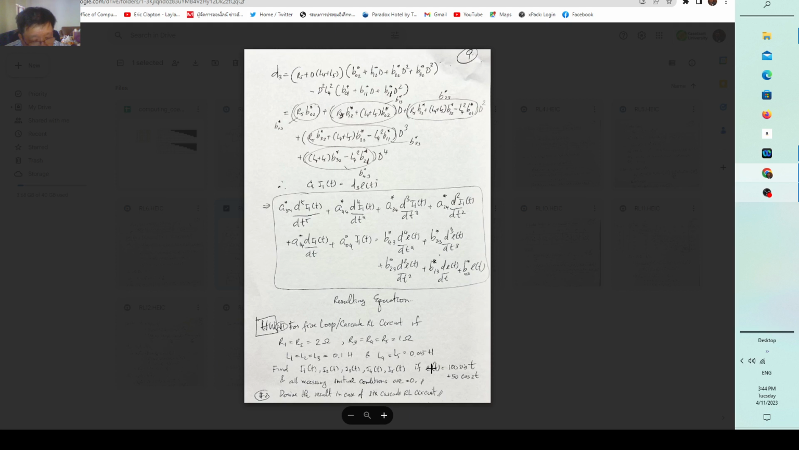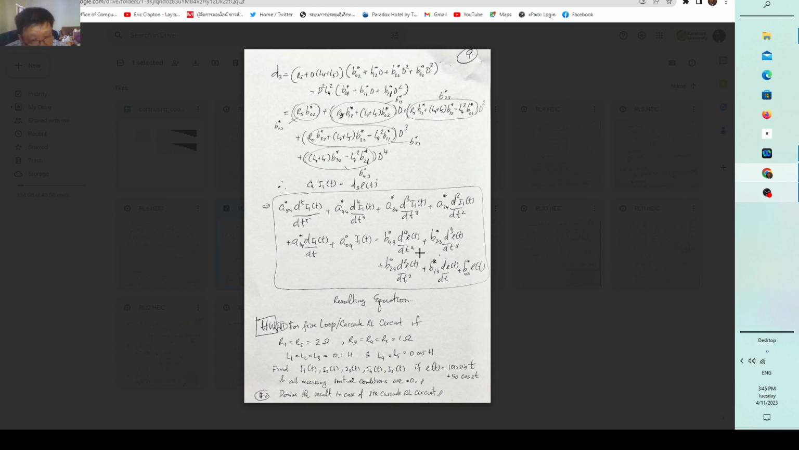The question we ask is to find I sub 1(t), I sub 2(t), I sub 3(t), I sub 4(t), and I sub 5(t), if e(t), the input function, the voltage source supplied to the circuit, is equal to 100 times sine t plus 50 times cos 2t. So this is the right hand side. Once your differential equation is established and you know what e(t) is, it becomes this resulting differential equation.